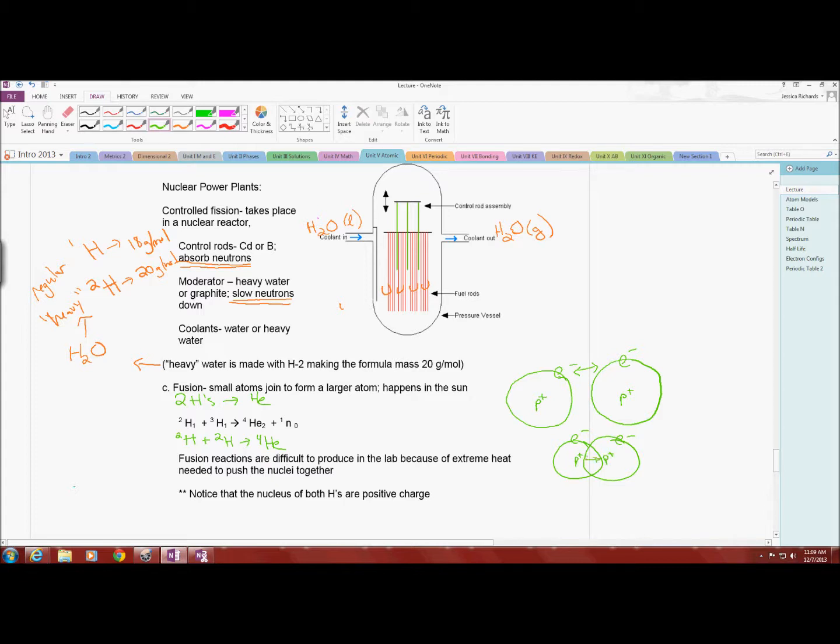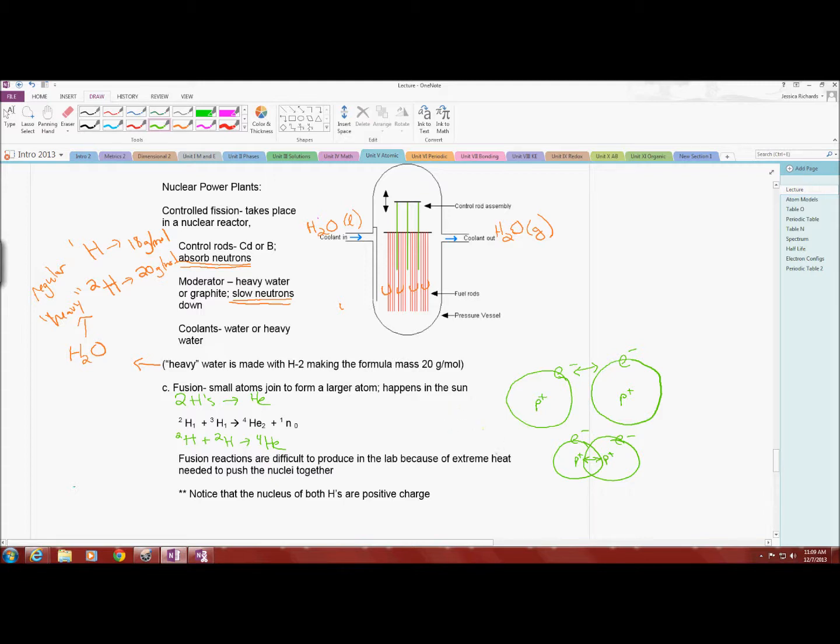Now you have to get the two protons, the two nuclei, to smush together, and not just overlap, but actually be pushed tight enough together so that they fuse into one piece. It takes extreme amounts of energy to get this to happen in the first place.